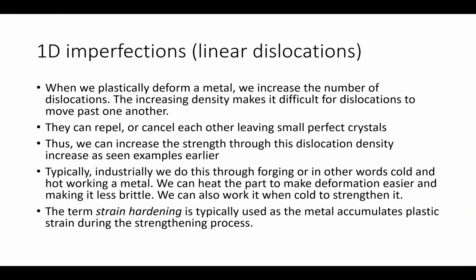So 1D imperfections are linear dislocations. When we plastically deform a metal, we increase the number of dislocations. The increasing density makes it difficult for dislocations to move past one another. They can repel or cancel each other, leaving small, perfect crystals. Thus, we can increase the strength through this dislocation density, which we saw through examples earlier in the course.